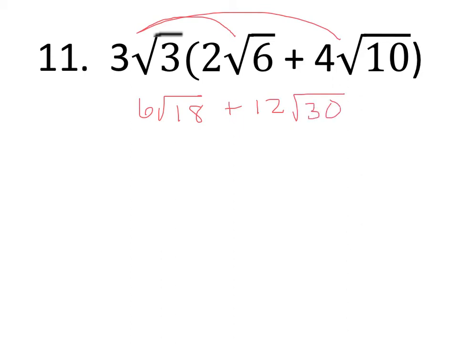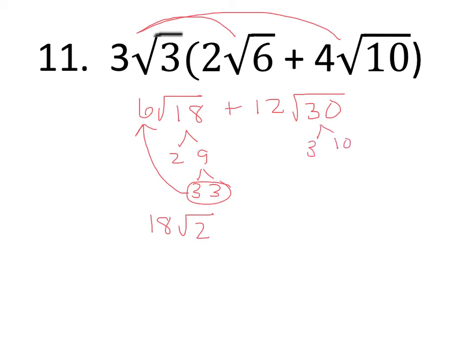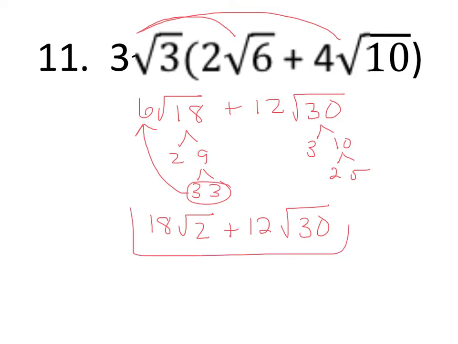All right, so now 18 goes to 2 and 9, 3 and 3 again, so 3's pair up and move out. So I have an 18 on the outside, a 2 left on the inside. Now the square root of 30 does break down to 3 and 10, 2 and 5, but nothing's going to pair up and move out there. So I'm going to leave it plus 12 root 30. Again, the insides are not the same, so I cannot add or subtract those. So this right here is going to be my final answer.